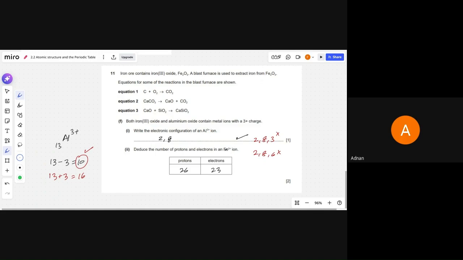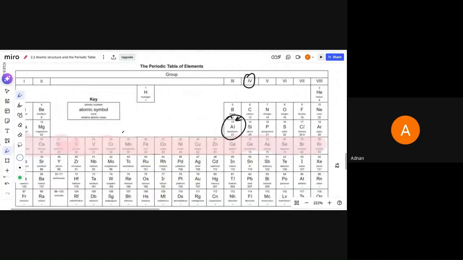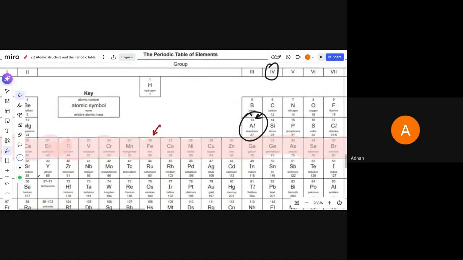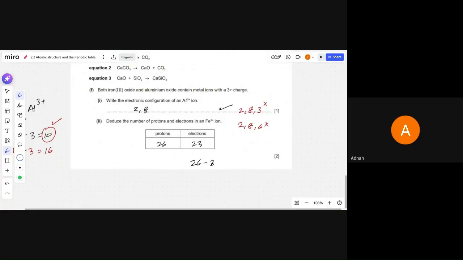Here again we can see that iron has a 3+ charge. If you look at the periodic table, this is iron here, and the atomic number is 26. Now that we have a 3+ charge, it means that it has lost 3 electrons. So 26 minus 3, we get 23. This will be the number of electrons. And the number of protons, no matter what the charge, whether positive or negative, never changes. They remain the same, because it is the number of protons that gives the identity to an atom.